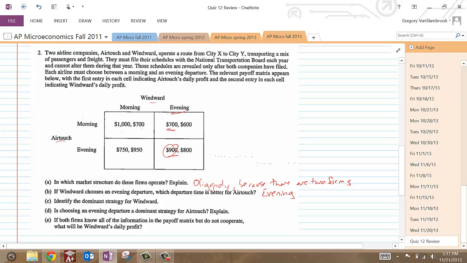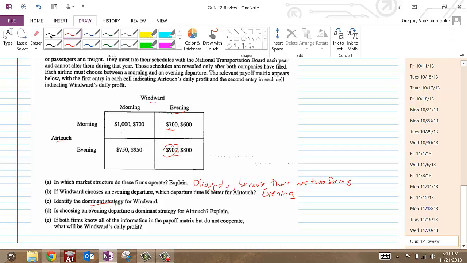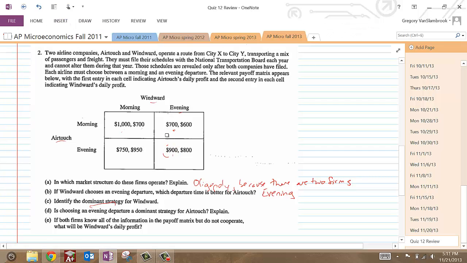That question is just a matter of making sure you know how to interpret the table. Then identify the dominant strategy for Windward. So for Windward's dominant strategy, we start with looking at what if AirTouch goes morning. Then Windward is looking at either 700 or 600, so it would rather have 700. If AirTouch goes evening, Windward is looking for 950 or 800, so it wants 950. Therefore, since these are both in the same category for Windward, morning is the dominant strategy for Windward.